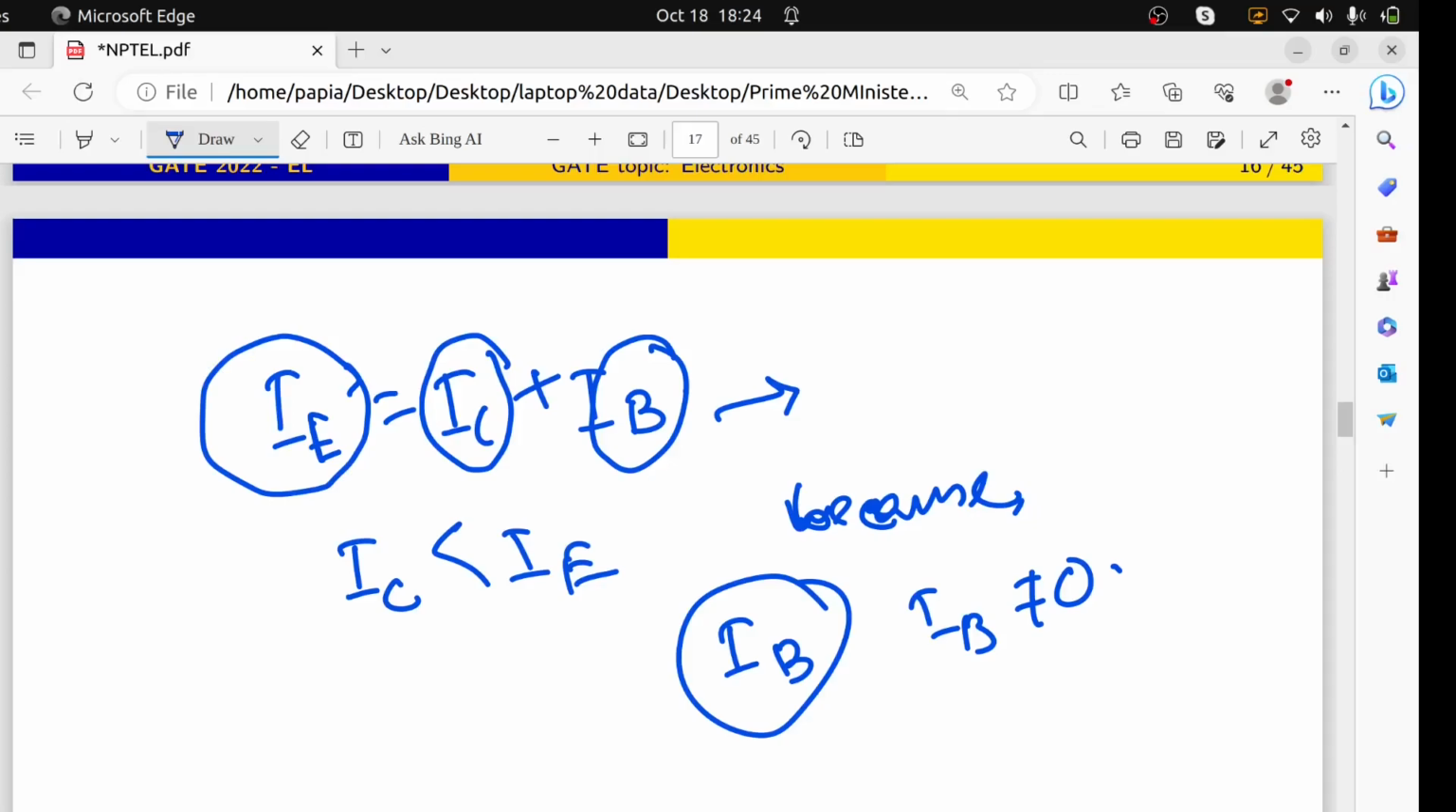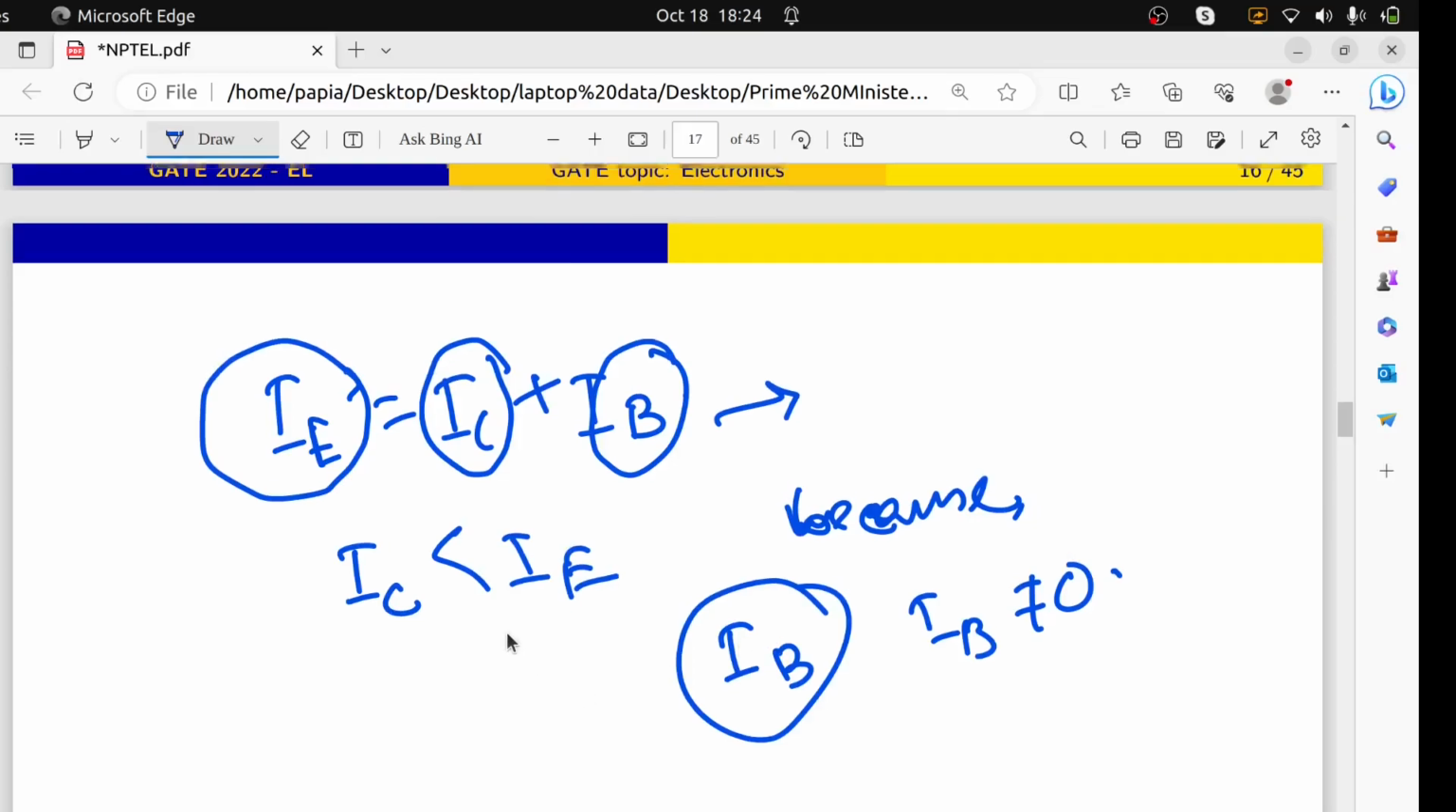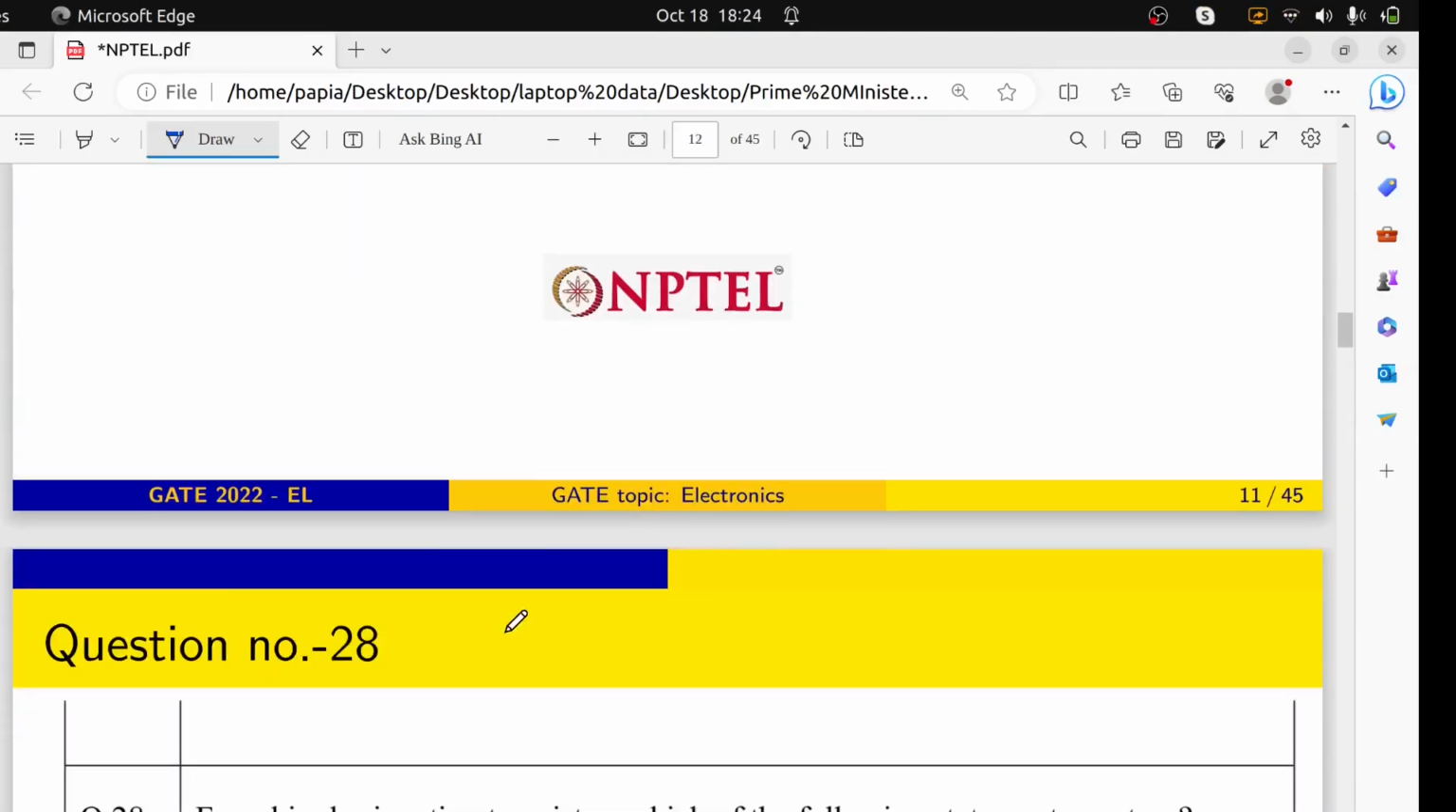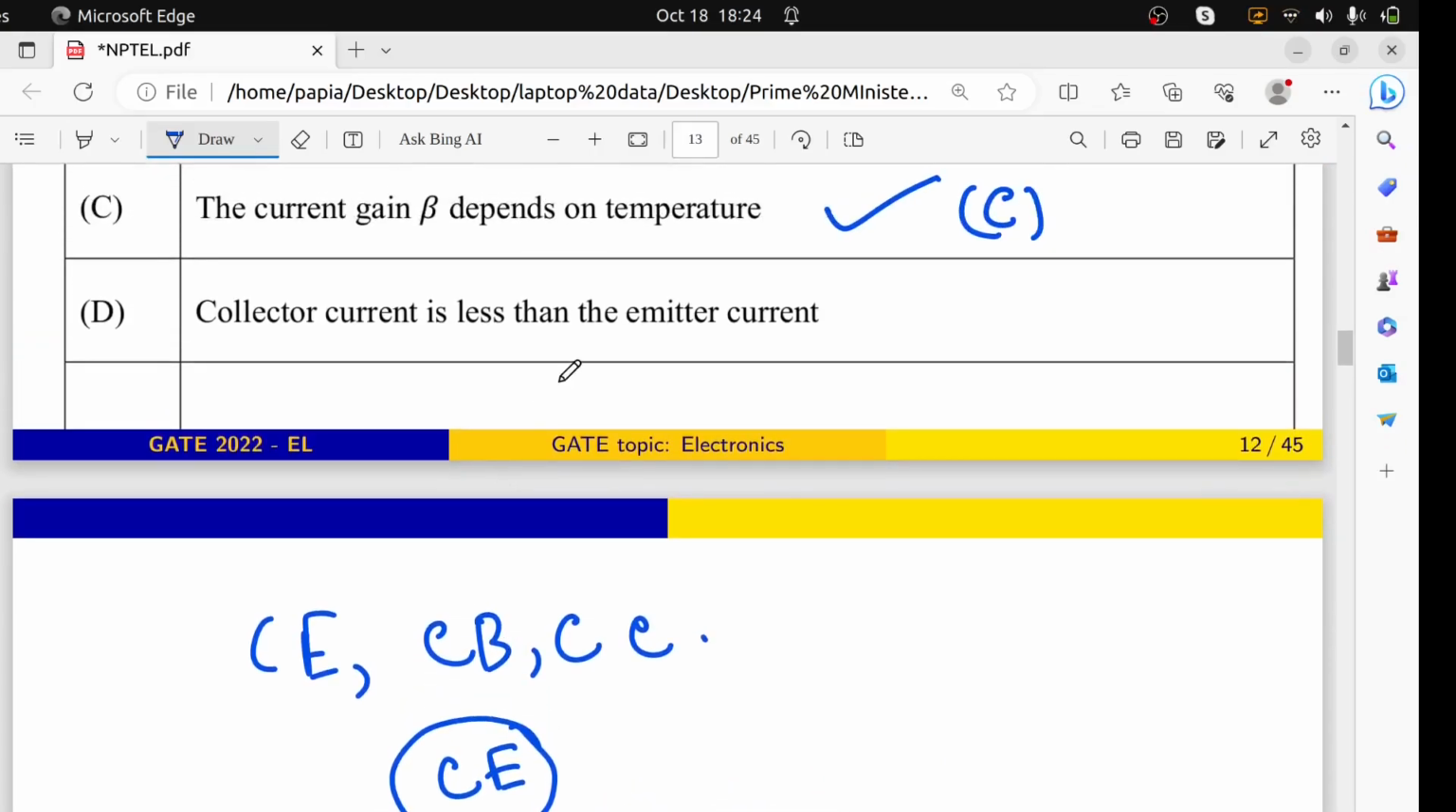The ideal case is that IB will be 0. But in the real case, IB is not equal to 0 and IC is less than IE. Okay. So that means in the CE mode bipolar transistor, IC, that means collector current, is less than IE. Collector current is less than the emitter current. So this option will be the correct one.